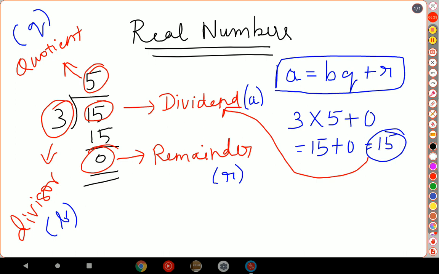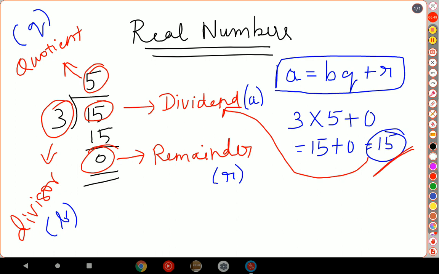So this is the formula you use to find the dividend. A is equal to B into Q plus R. Now what is this formula called?